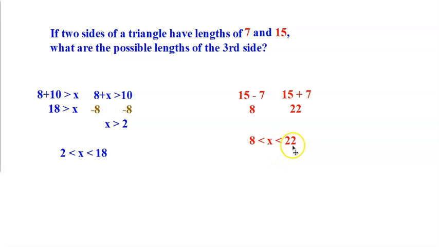If it's more than 22, then the 7 and the 15 aren't going to be long enough to reach the 22. So it's got to be... notice these are less than. They are not less than or equal to. It has to be less than.